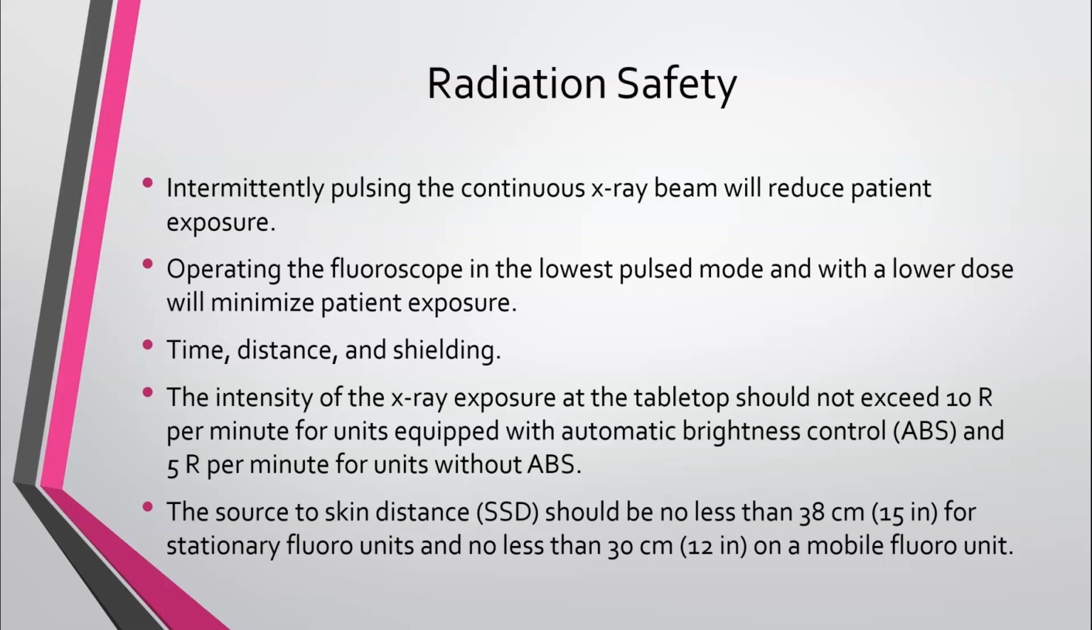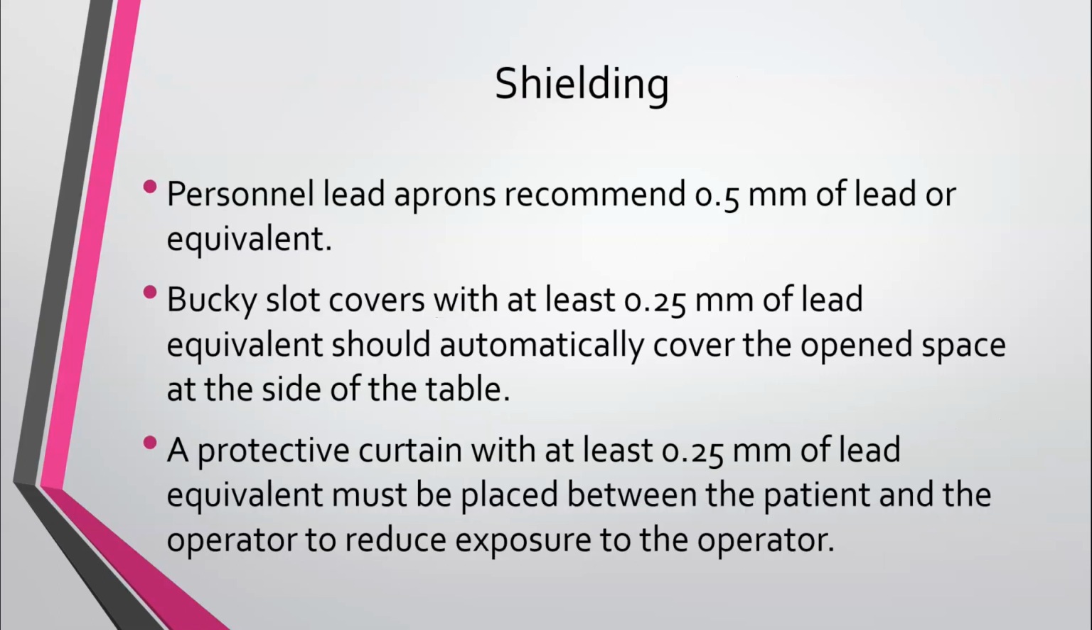Time, distance, shielding is always used. The intensity of the X-ray exposure at the tabletop should not exceed 10 R per minute for equipment with ABC or ABS, and 5 R per minute without ABS. The source to skin distance should not be less than 38 centimeters or 15 inches for stationary fluoro units and not less than 12 inches for mobile units. But California says you should be at 18, right?